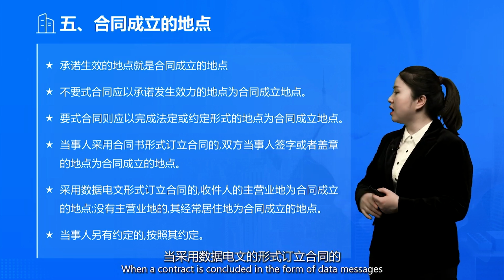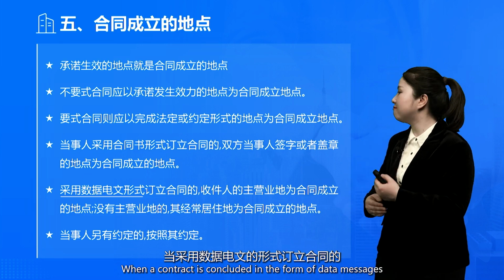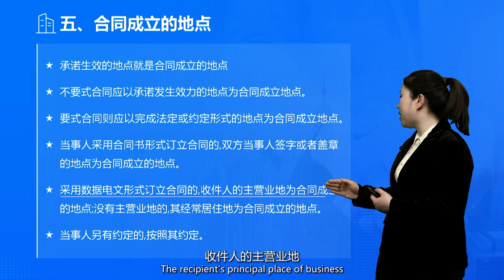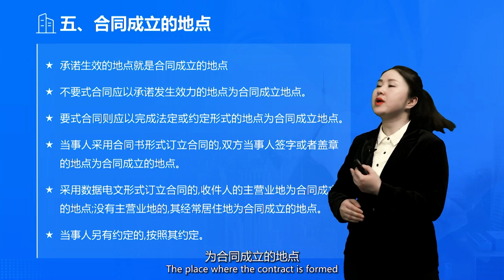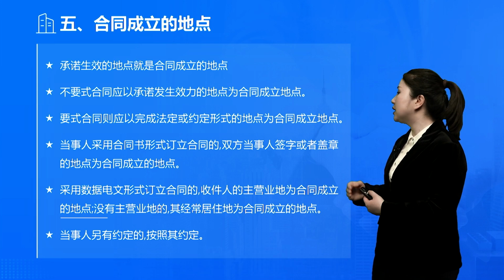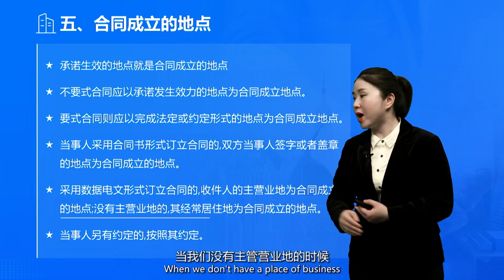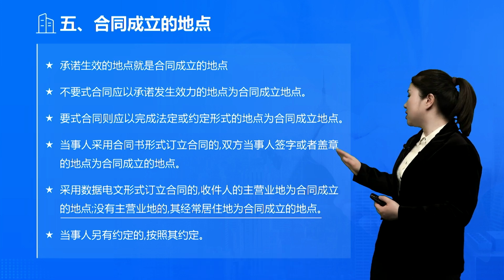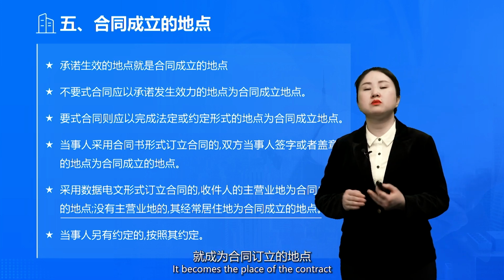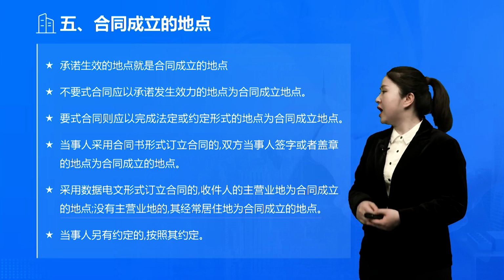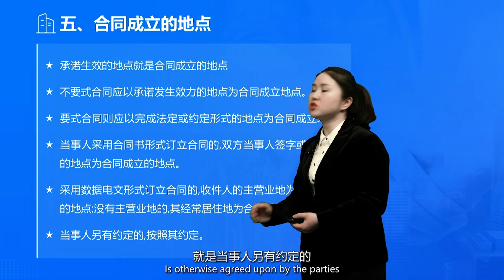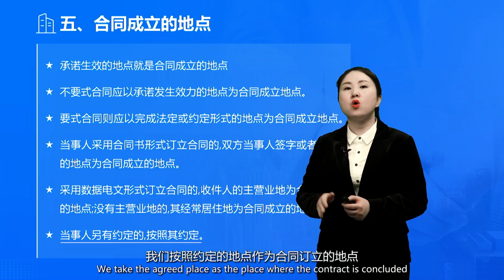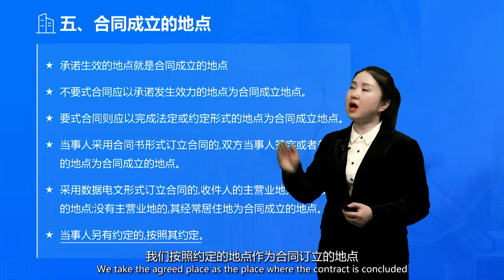The fifth, when a contract is concluded in the form of data messages, the recipient's principal place of business is the place where the contract is formed. When we don't have a place of business, the place where he usually lives becomes the place of the contract. So one last form is otherwise agreed upon by the parties. We take the agreed place as the place where the contract is concluded.